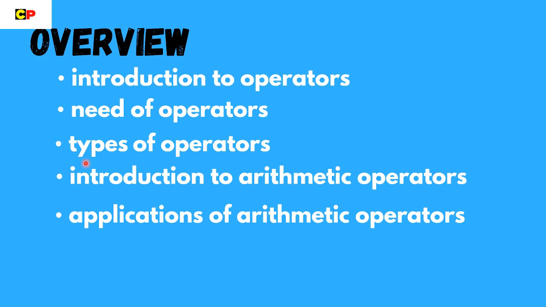Then we'll also see the types of operators, what the different types of operators are in the C language. Then we'll also introduce ourselves to one specific type of operator, which is the arithmetic operator. And then at the end we'll also talk about the application of arithmetic operators. That will be helpful for us. So that's all about the overview for this lecture. Now moving forward, we'll have a discussion on each and every topic. So let's start our video and stay tuned with me.